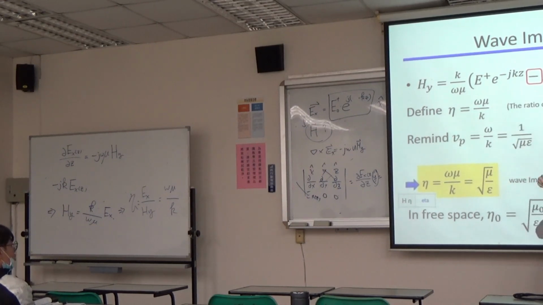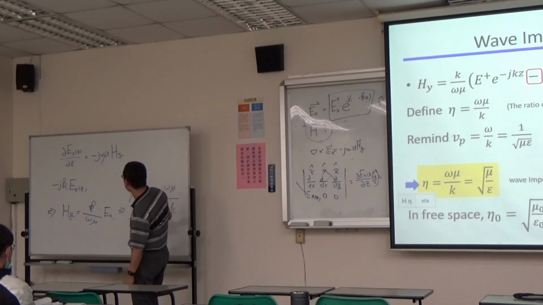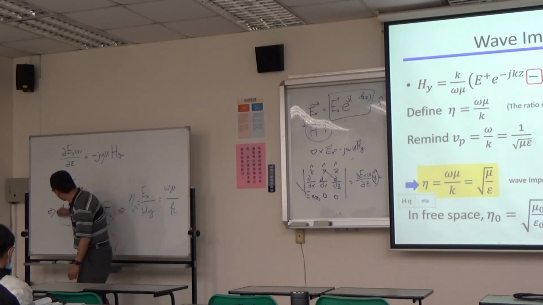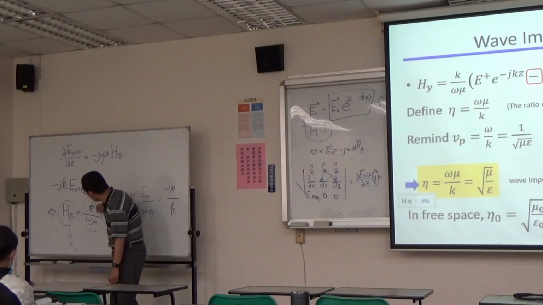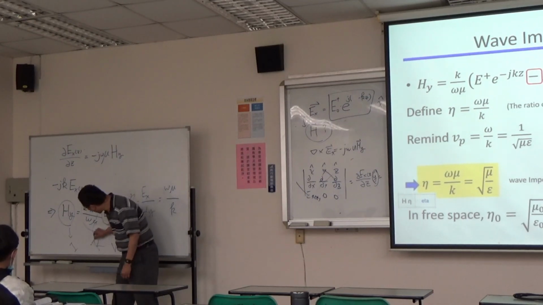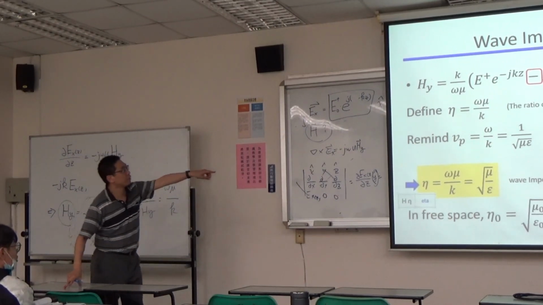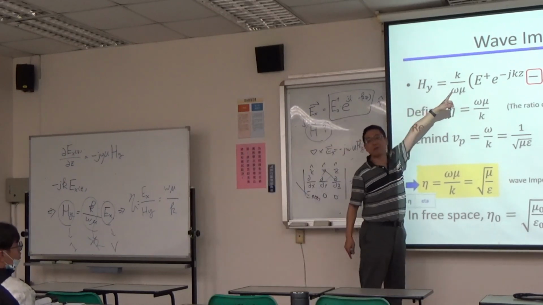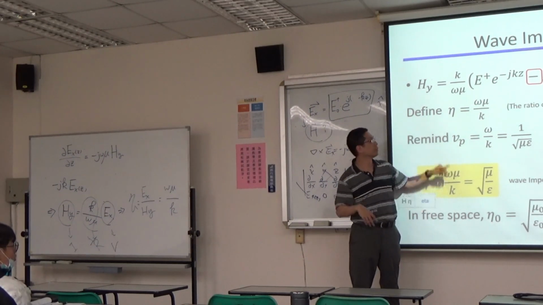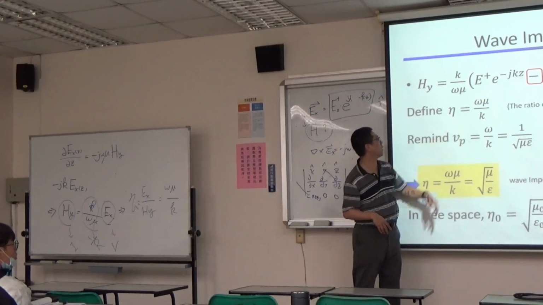This is very similar to V, and this is very similar to I, and it is R. So impedance is 1 over R. Wow. So this is the wave impedance, the ratio between the E field and the H field, obtained from here. Eta equals to omega mu divided by k.